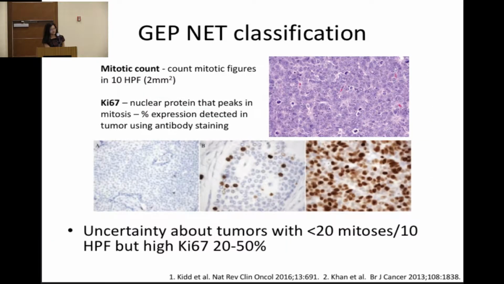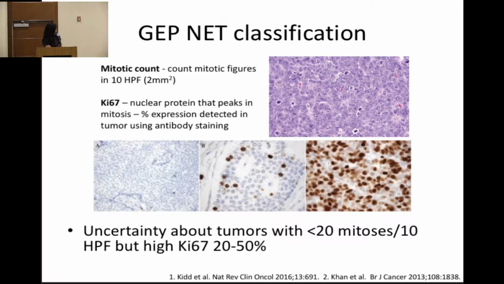This is just some pictures showing how these parameters are determined. The pathologist will take a look at the slides under the microscope and count these mitotic figures. The dark spots there, they're chromosomes. And then also the Ki67 is where they stain the tumor with this proliferative marker, Ki67, which is a nuclear protein, and they quantitate the percentage expression.